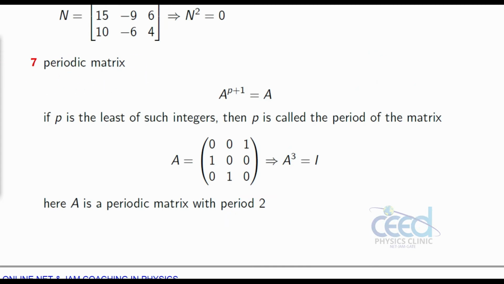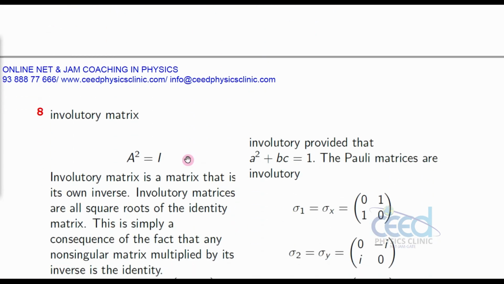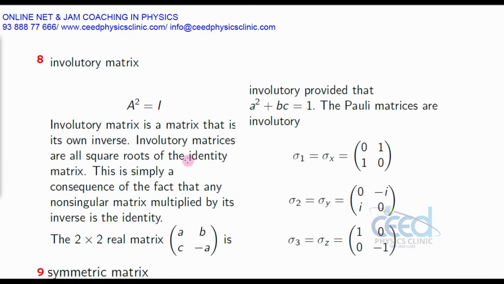Now let us go to the involutory matrix. What is an involutory matrix? Suppose you have a matrix A, and A square you are getting I. A square is equal to I. That corresponds to the matrix A being said to be involutory. Suppose you have a 2 by 2 matrix here. You can make some condition that it should be involutory, because its square should be equal to I.